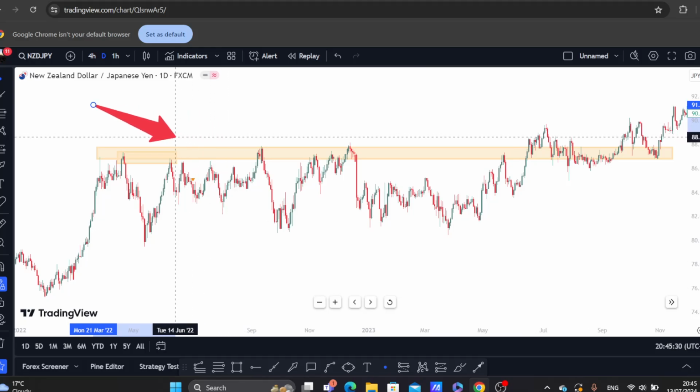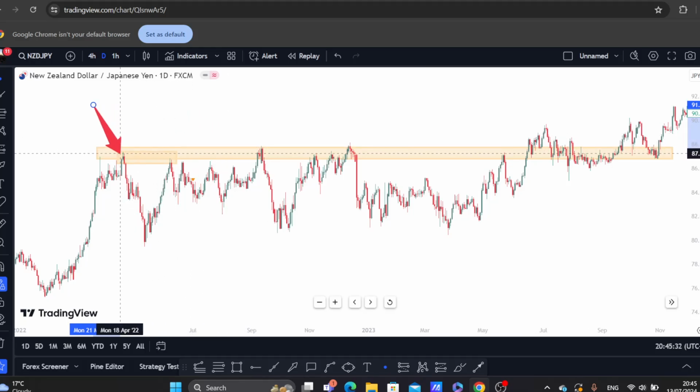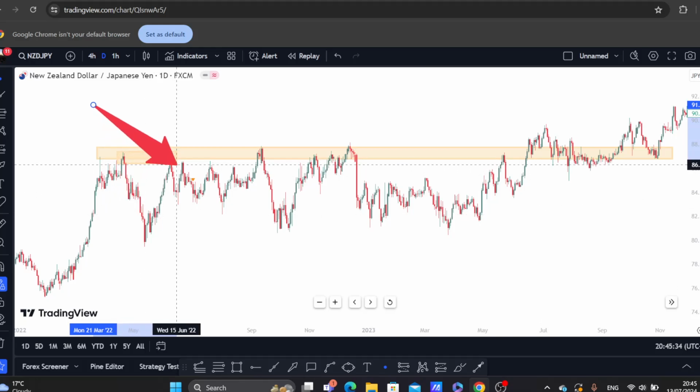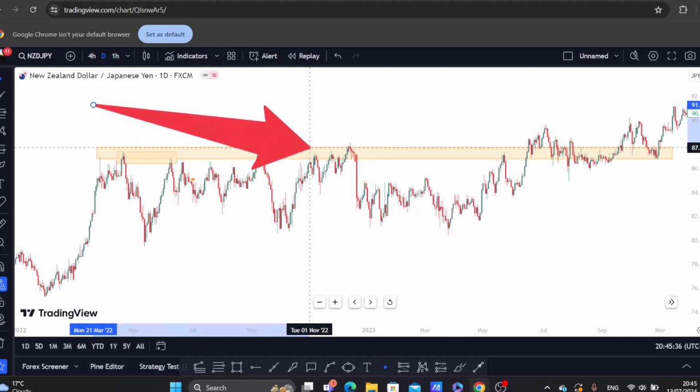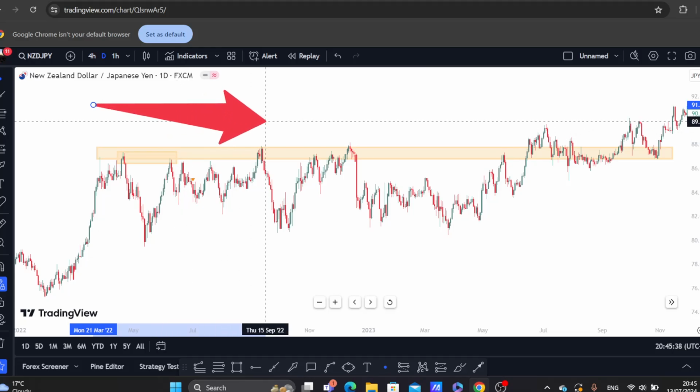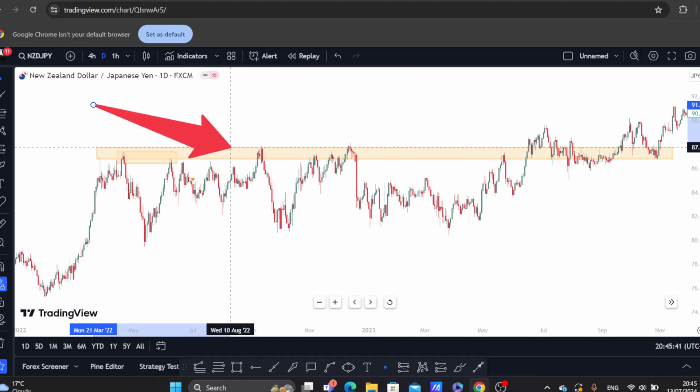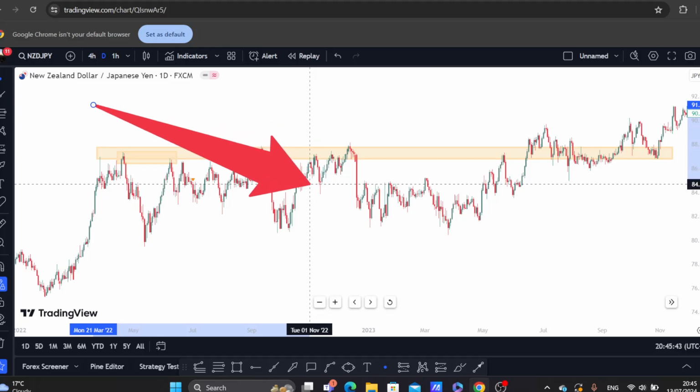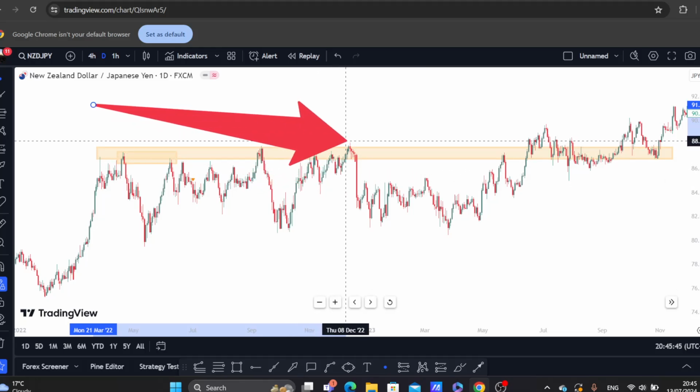So let me repeat one more time. When people are going short right there, right there, right there, we've not had a breakout to the upside to take the short takers out. We had the first one right here.